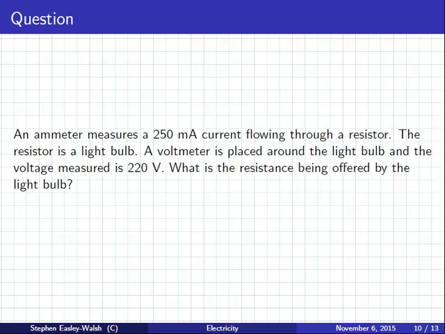Okay, did we get an answer? 880. And what's the unit, do you remember? Ohms. What symbol is ohms, by the way? What letter is that?